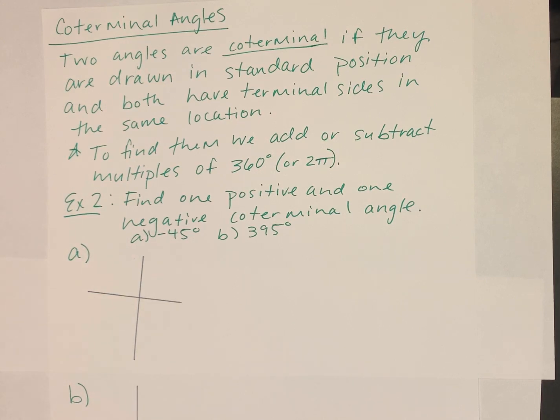To find the coterminal angles, we're going to add or subtract multiples of 360 degrees, or later on when we're talking about radians, 2 pi.